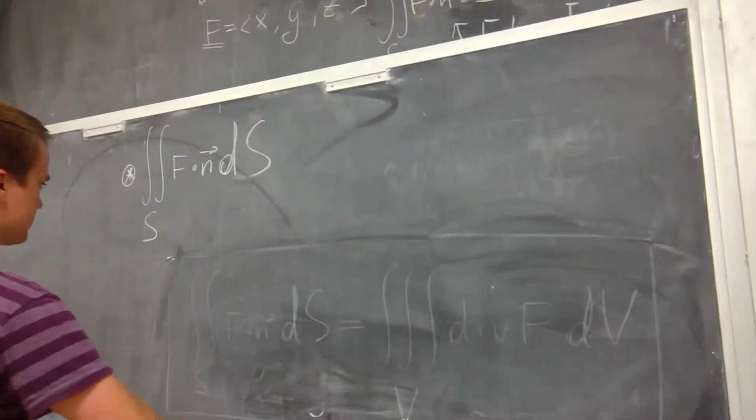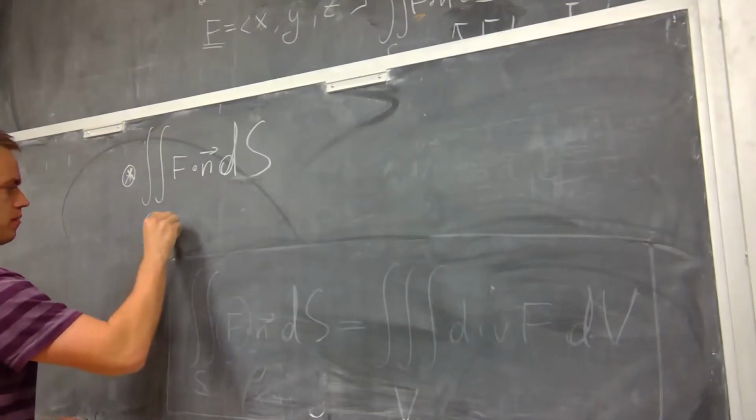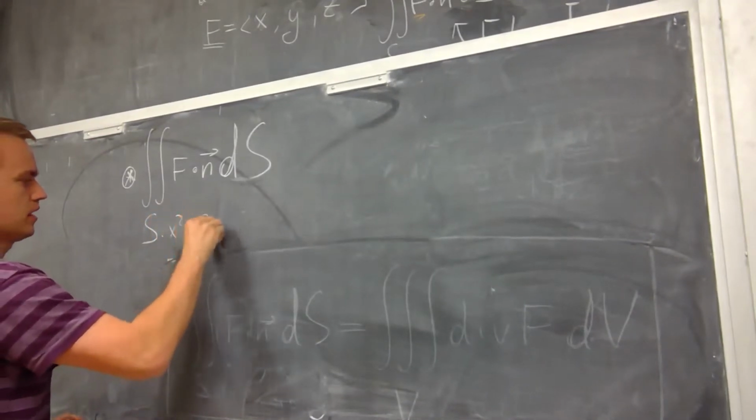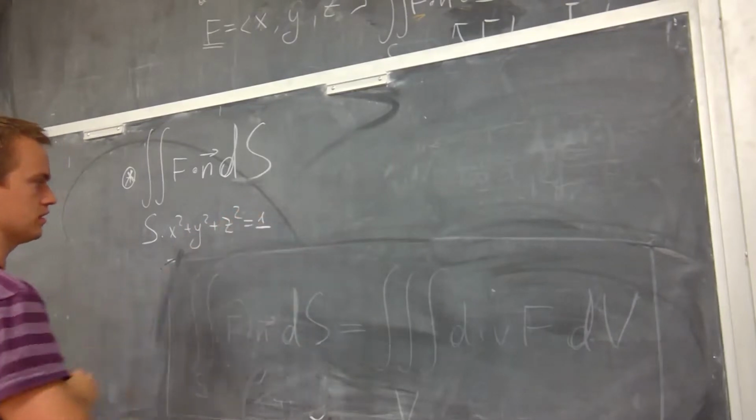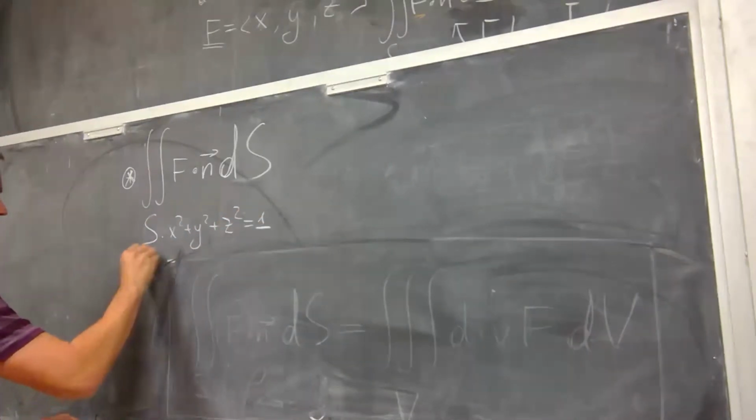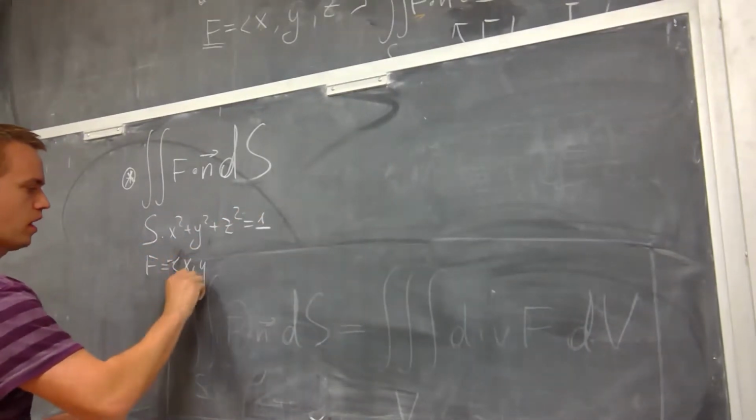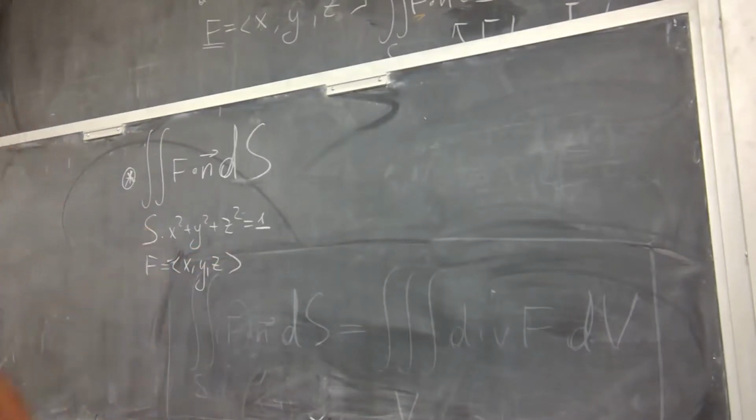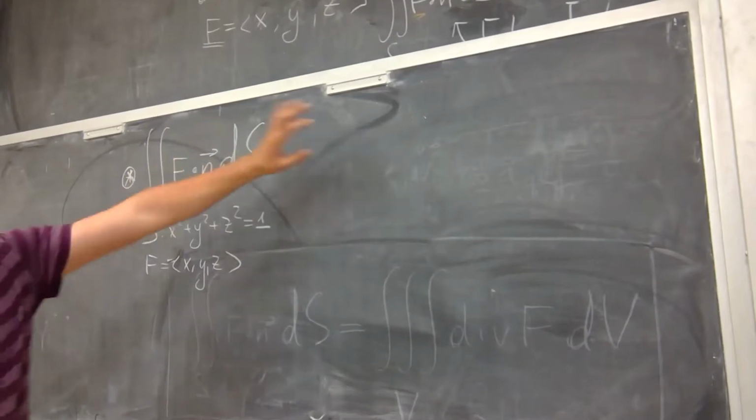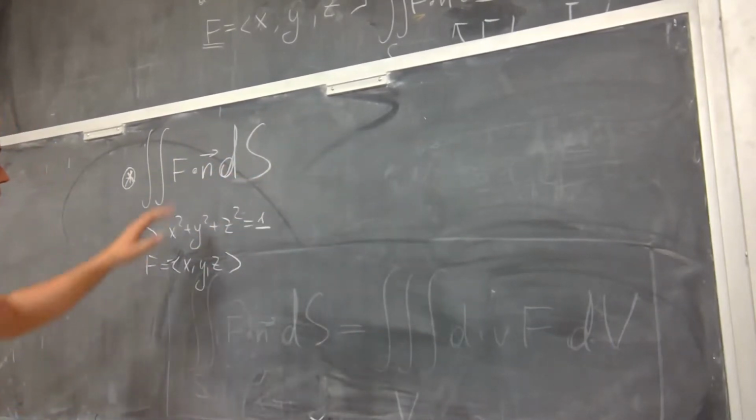In my case, S is going to be just the region described by x squared plus y squared plus z squared equals 1. So this is a sphere, and my F is given by (x, y, z), a vector field. I'm not going to write down the formula right away. I want to actually derive the formula. So what is n in this case?